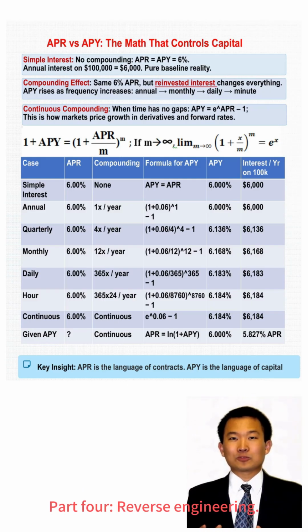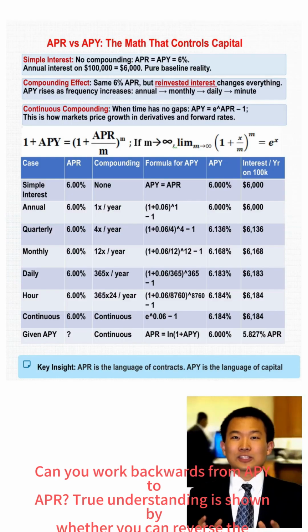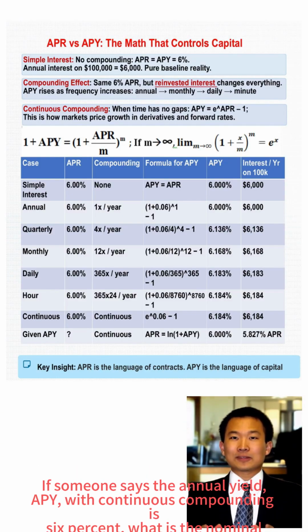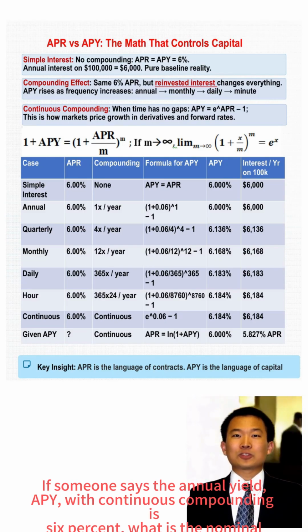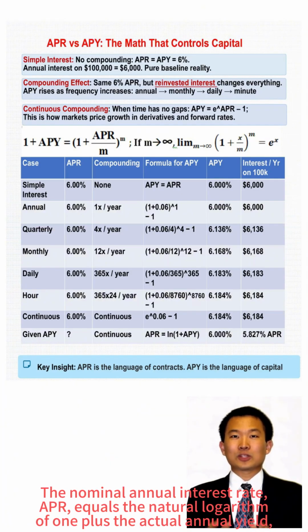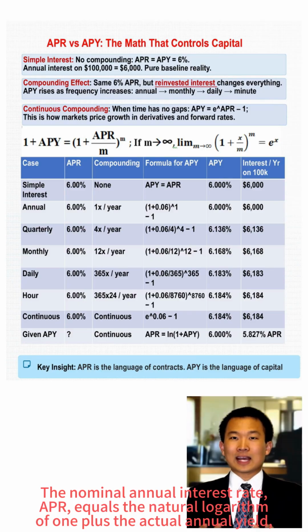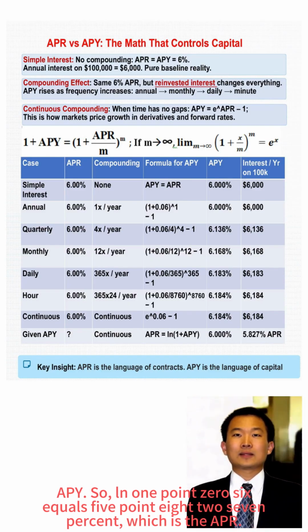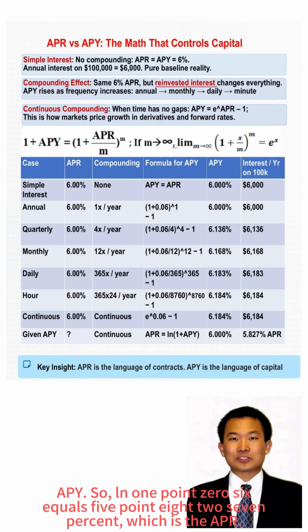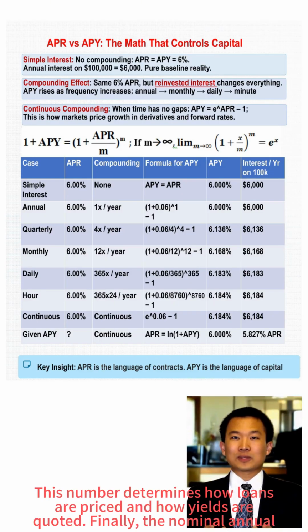Part 4. Reverse engineering. Can you work backwards from APY to APR? True understanding is shown by whether you can reverse the process. If someone says the annual yield, APY, with continuous compounding is 6%, what is the nominal annual interest rate, APR? The nominal annual interest rate, APR, equals the natural logarithm of 1 plus the actual annual yield, APY. So ln 1.06 equals 5.827%, which is the APR. This number determines how loans are priced and how yields are quoted.